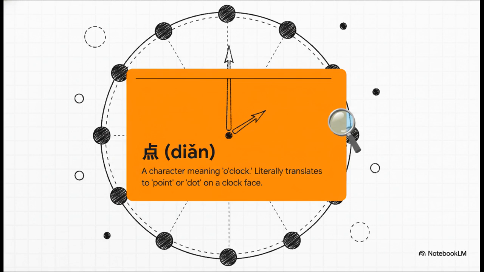Now, this character is incredibly versatile. You'll see it used to mean a little bit or even to order food, but for our purposes, that core idea of a point is what matters. It's a perfect example of how Mandarin uses tangible visual ideas to talk about abstract concepts like time.